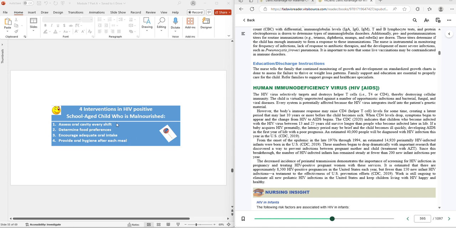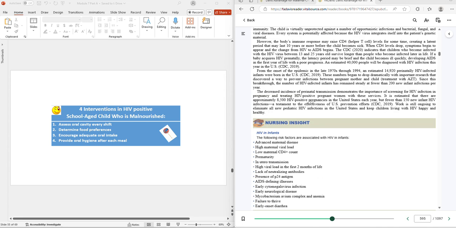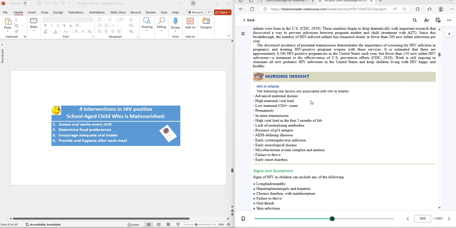There are things that you need to know, and of course you see this picture has a wink and a lollipop, right? So there are 4 interventions in an HIV positive school-aged child who is malnourished. Number 1, you need to be assessing their oral cavity every shift. They get the oral thrush, the candidiasis, so you need to be assessing that. Number 2, determine their food preferences. They're not going to want to eat. So if they want to eat French fries and chicken nuggets, let them eat French fries and chicken nuggets. Anything is better than nothing, okay?